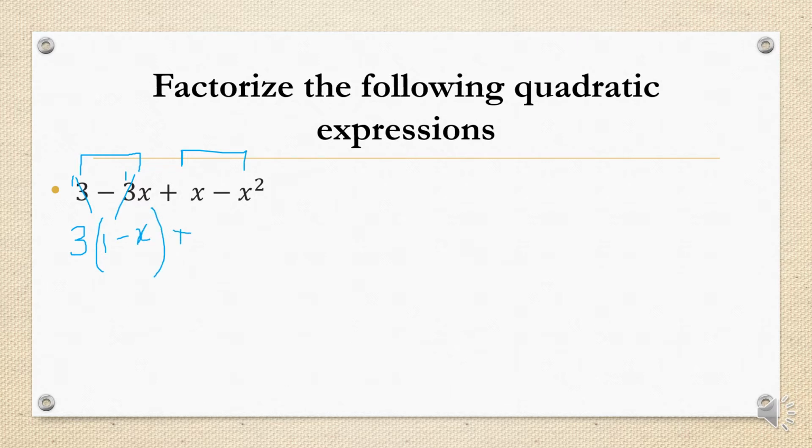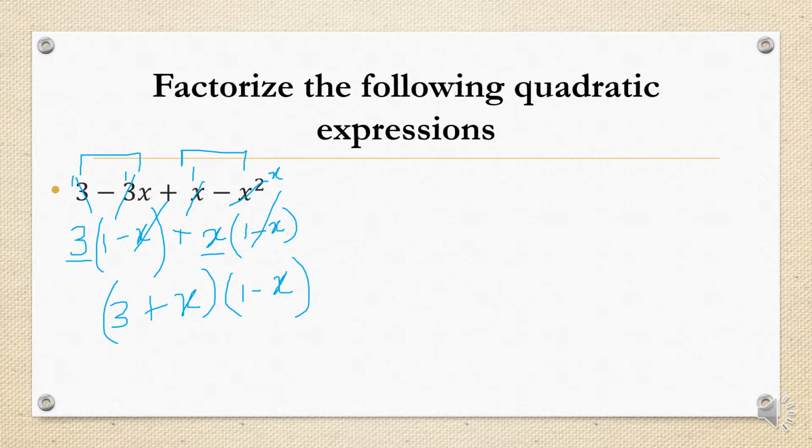Plus, what could we factorize out here? The x. X into x, 1. We remain with the x here. So the x comes outside. I'm going to put in brackets what remains: 1 minus x. The final step of this sum is to put the terms on the outside in brackets. So we have 3 plus x in brackets, and one of the common terms, 1 minus x. As you can see, it's the same. Okay, let's look at the next one.